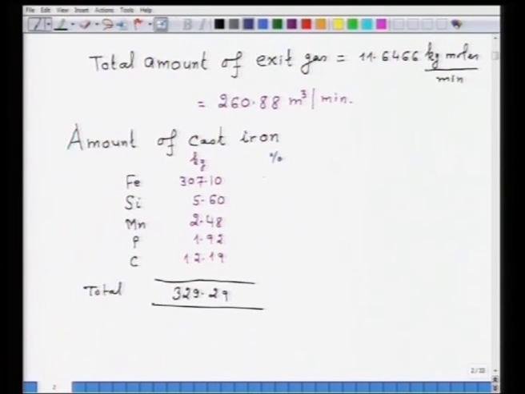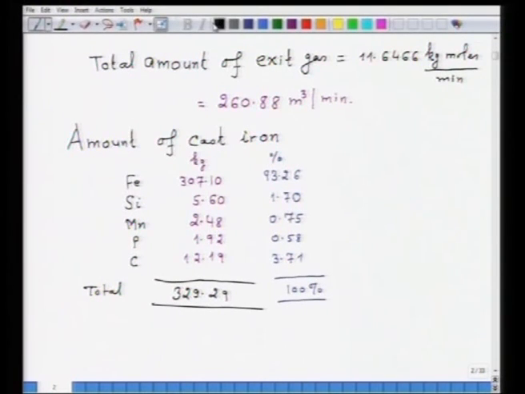So, in percent it becomes 93.26 iron, 1.70 silicon, 0.75% manganese, 0.58% phosphorus and 3.71% carbon, and this makes the total 100%.